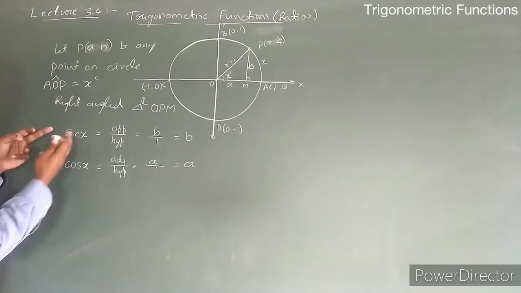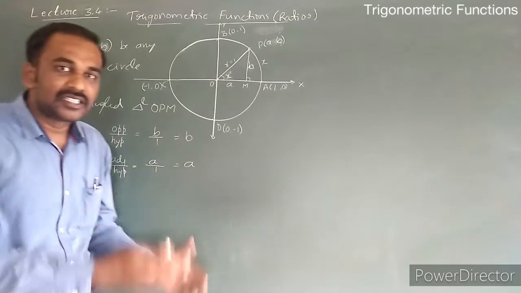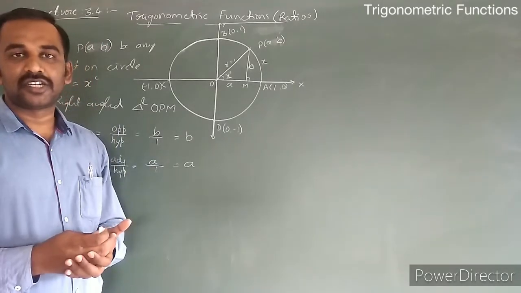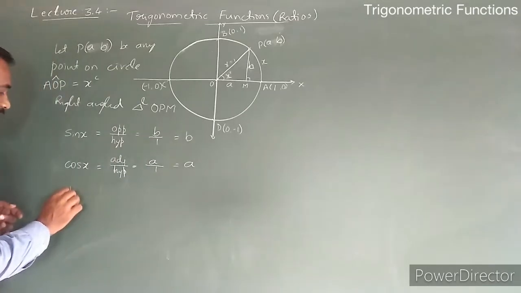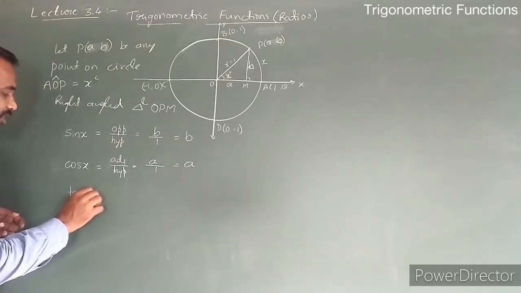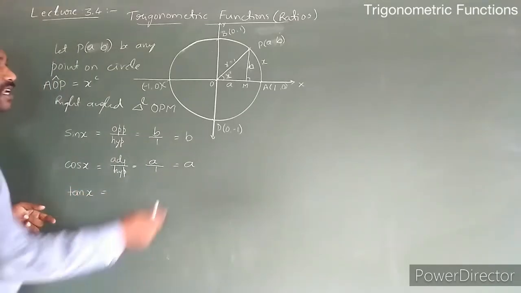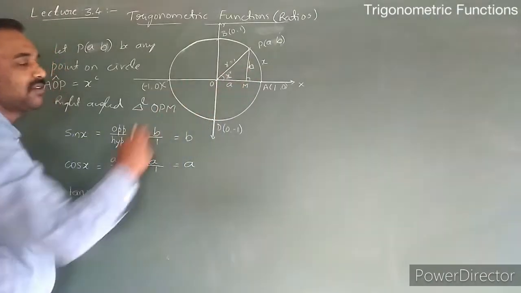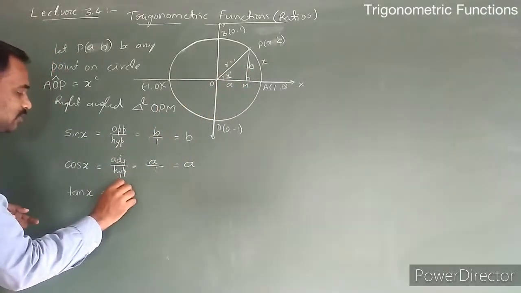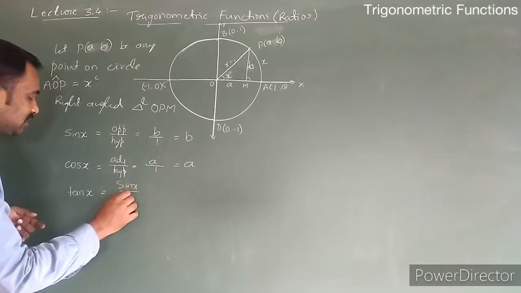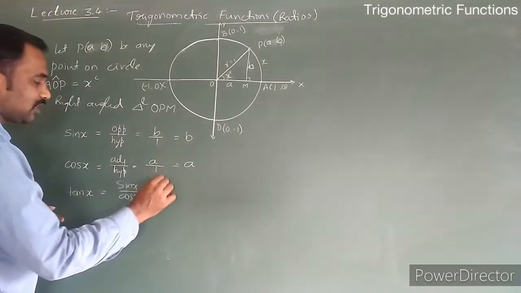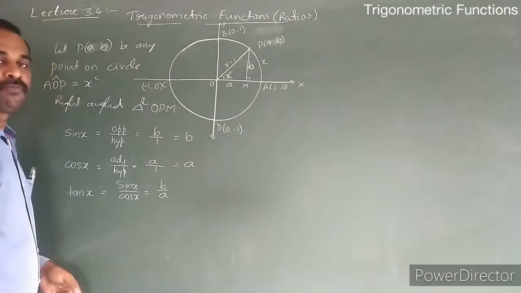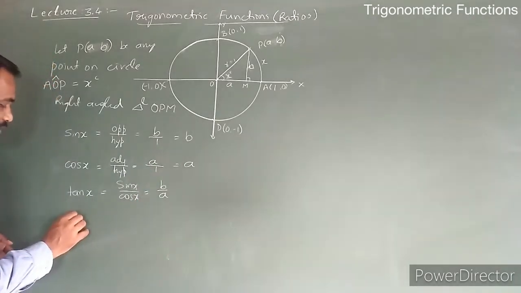Similarly, if you know the sine and cos, we can easily get the remaining four trigonometric ratios. What are those? Let me write tan of x. What is tan x? Tan x is nothing but opposite divided by adjacent, or else we can write it as sin x divided by cos of x. Sin x by cos x is nothing but B divided by A.